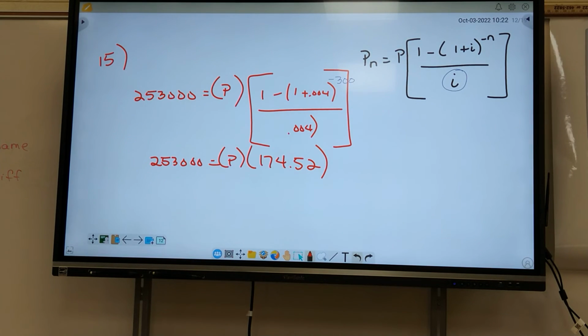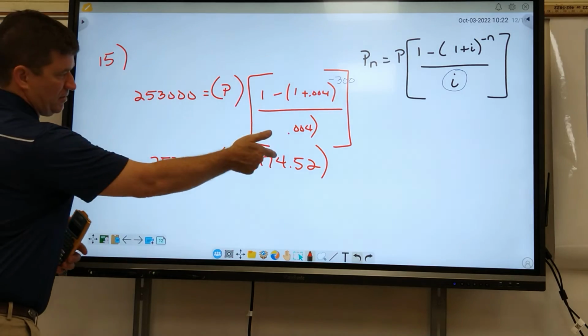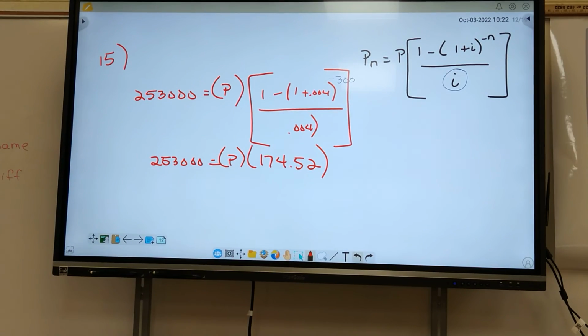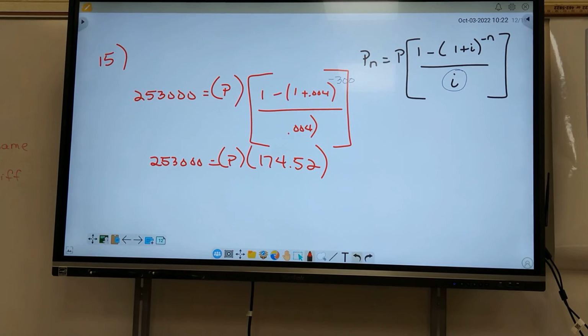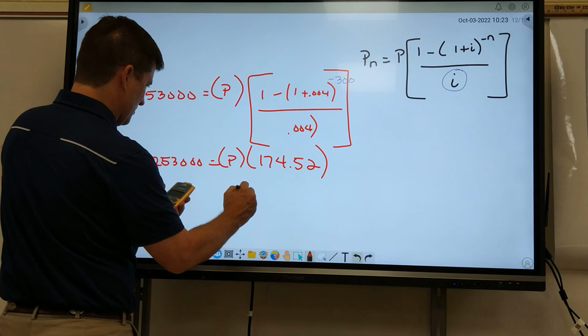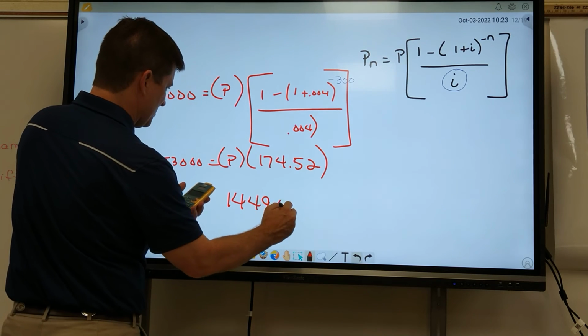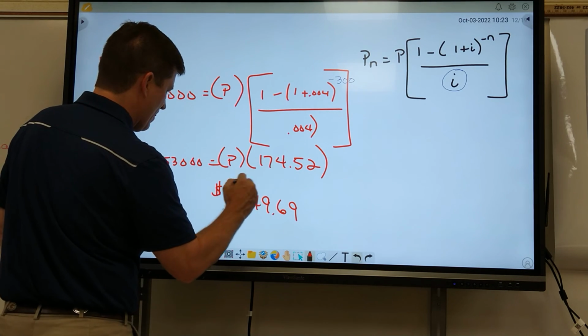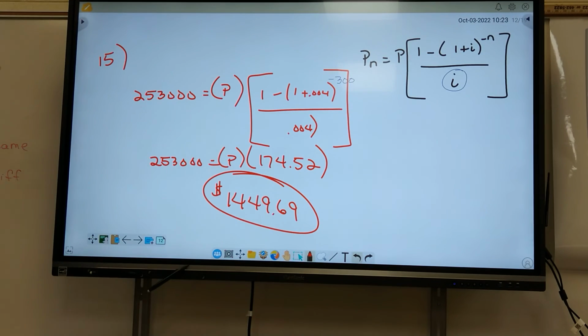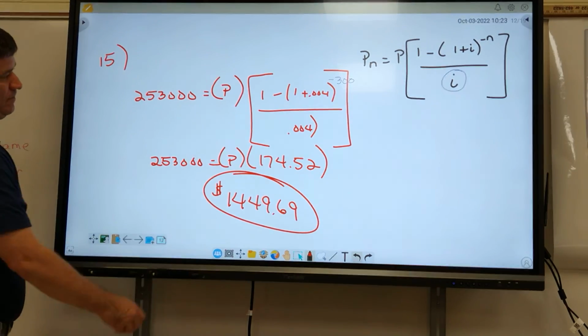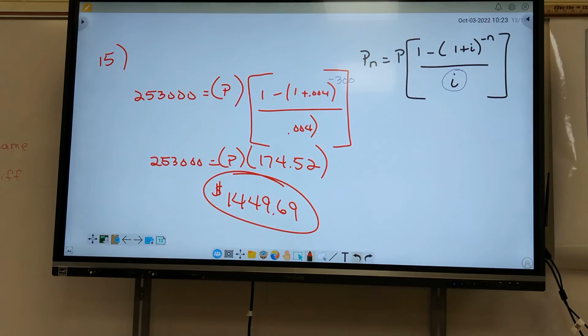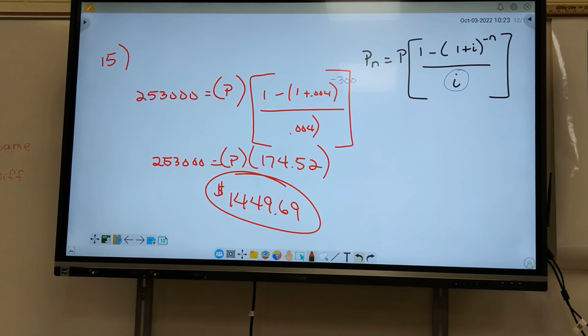All right, so does anybody remember the last step from here if you want to find your house payment? Yeah, take 253,000 and divide it by 174.52. All right, my house payment is $1,449.69. Nice. All right. You got just one of those.